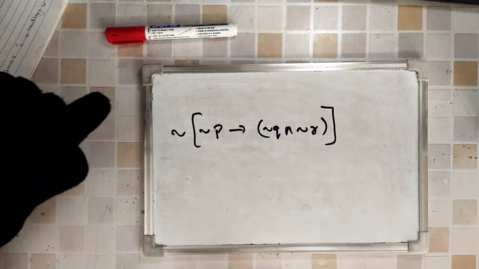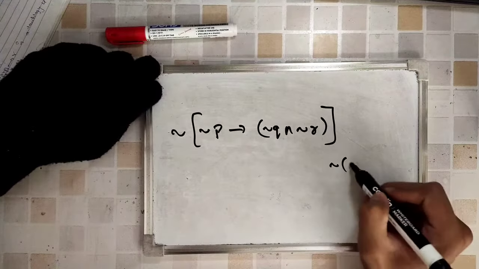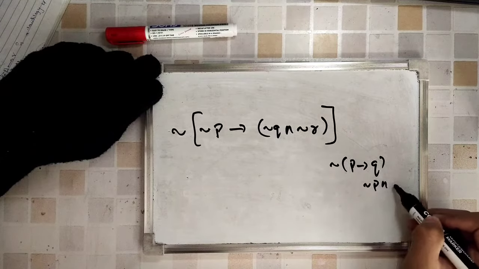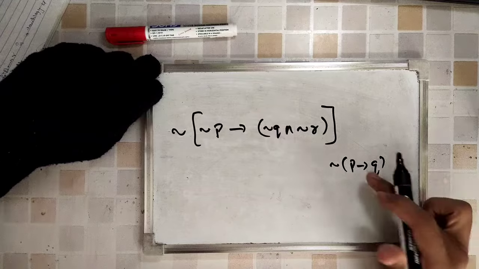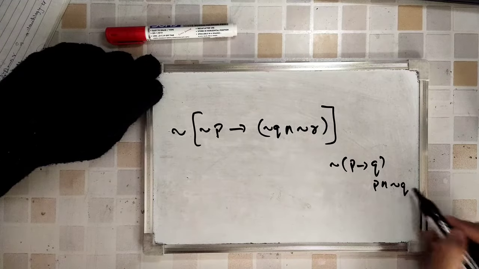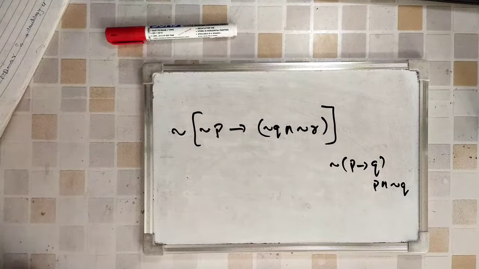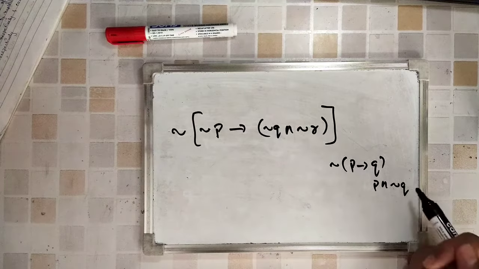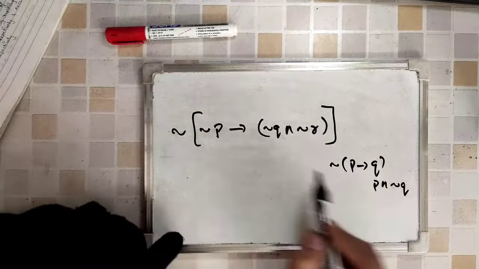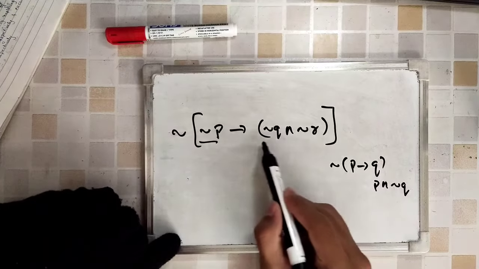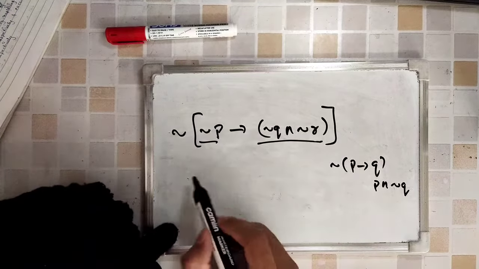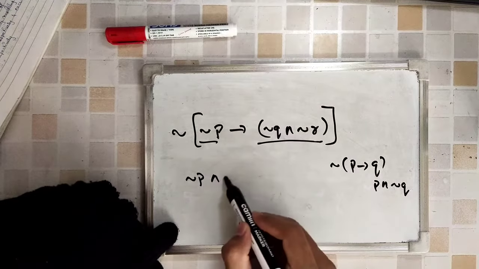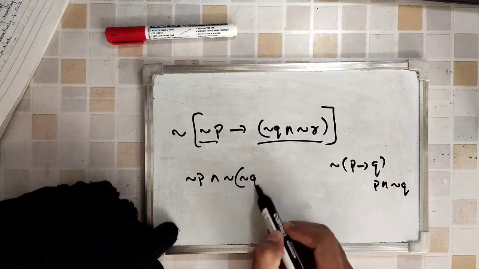We saw in the laws of logic that the negation of P implies Q is P and negation Q, right? P and negation Q. I'll just cross-check it. Yeah, P and negation Q. So now first this whole thing is P and this whole thing is Q here. So P will be as it is, negation P, and negation Q.